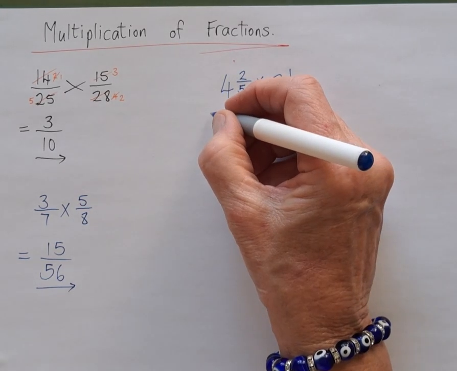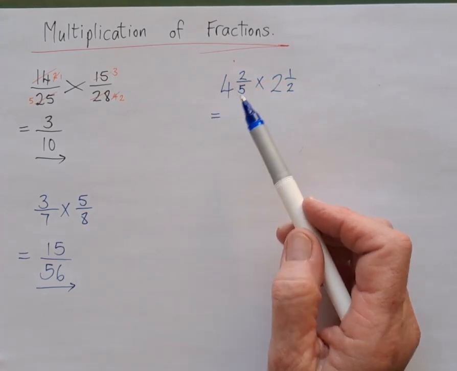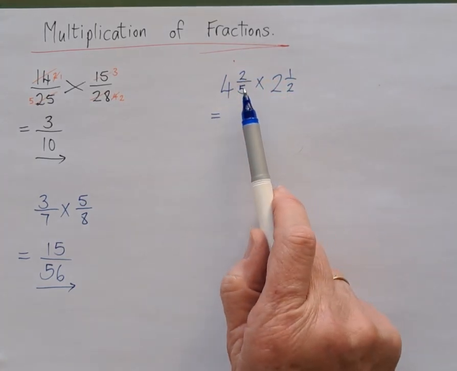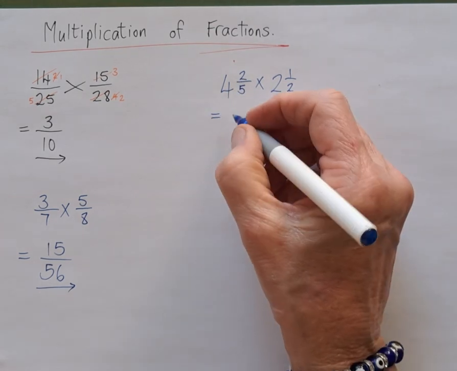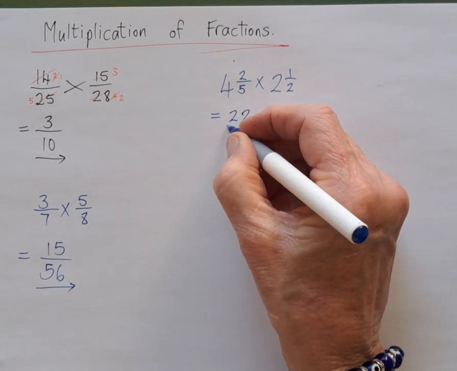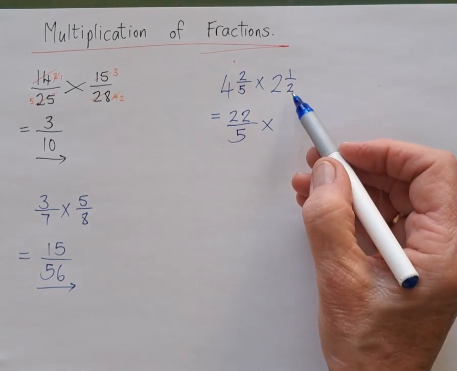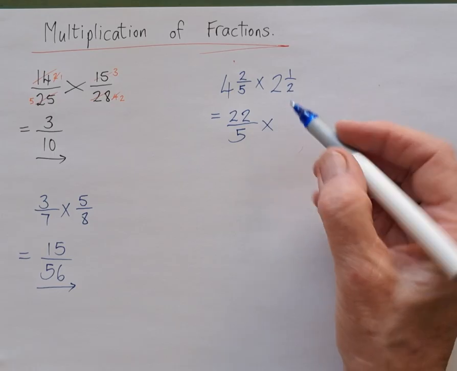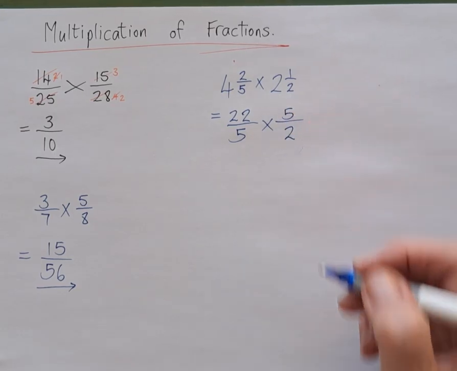But from previous videos, you'll remember that we can convert a mixed number into an improper fraction. So we're going to say 5 times 4 is 20. 20 plus 2 is 22 over 5. Then 2 times 2 is 4, plus 1 is 5 over 2.